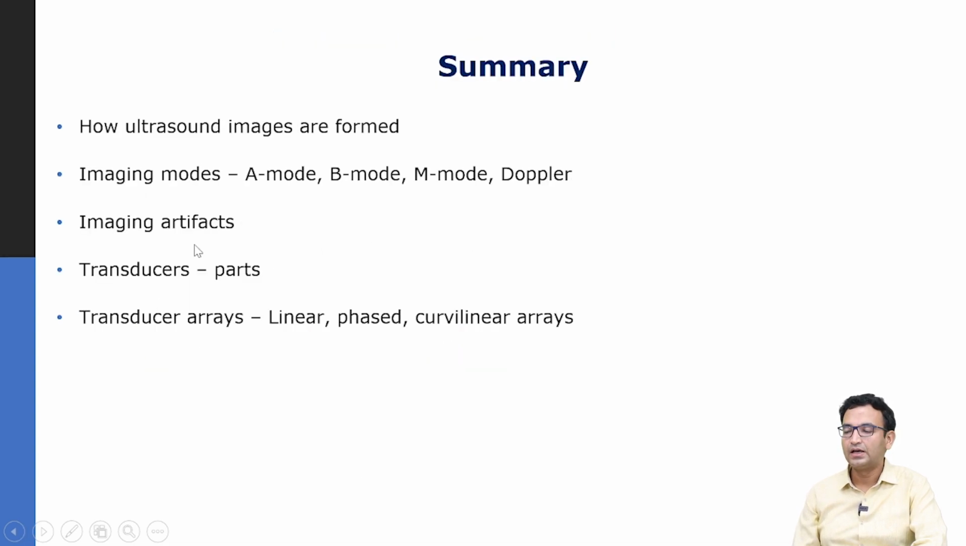So, to summarize, in this week we discussed how ultrasound images are formed, we discussed the various imaging modes, we discussed imaging artifacts, we discussed the parts of the transducer, resonant frequency of the ultrasound crystal, etc., and we discussed the basics of the ultrasound arrays, including linear, phased and curvilinear arrays.